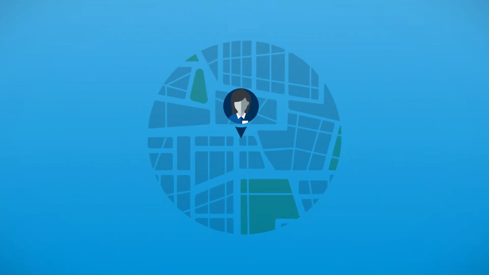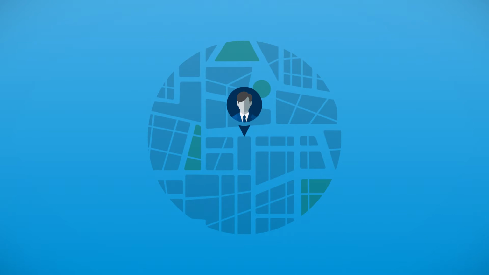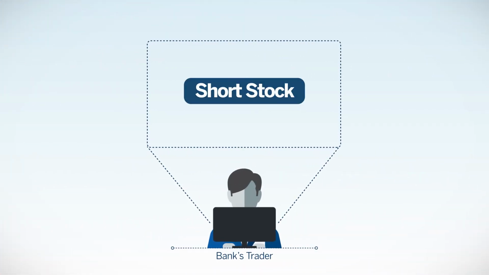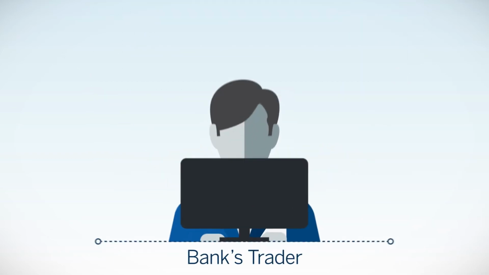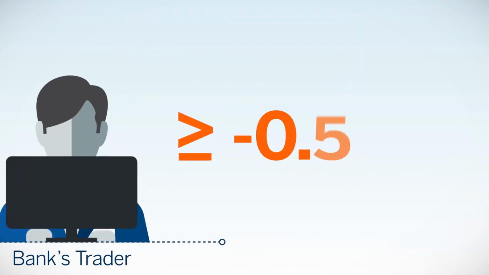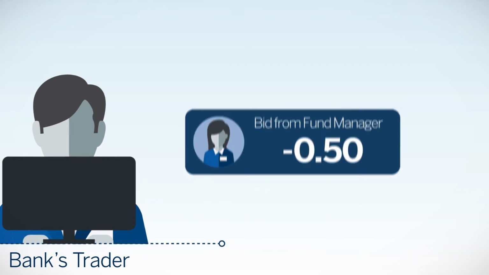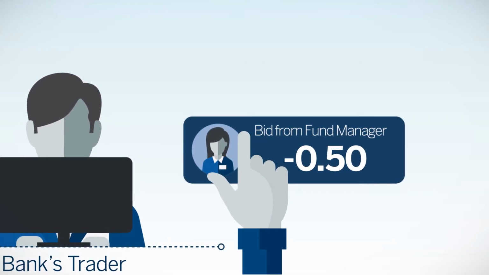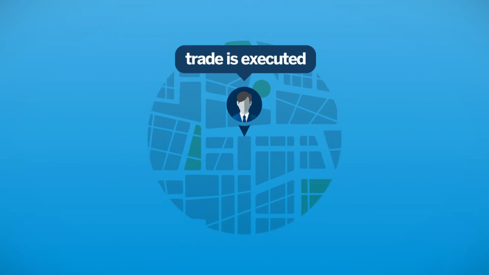At the same time, a trader on the equity finance desk of a large investment bank concludes he could save money by replacing his short physical stock position in the Topix constituents with futures. He calculates that he needs to sell those futures at a basis of minus 0.50 or higher. He sees the fund manager's bid and hits it.